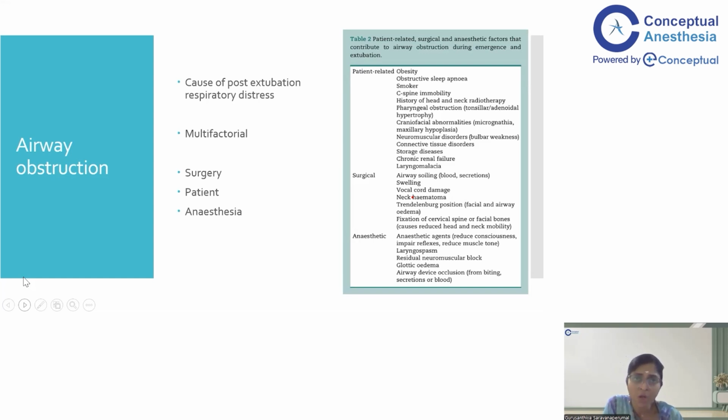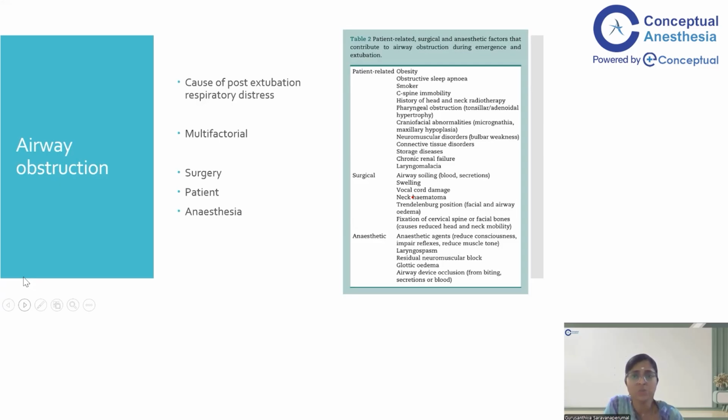When there is a vocal cord damage, may it be in a parathyroid or carotid or in a thyroid surgery, when there is neck hematoma, and when there is a fixation of cervical spine, so when there is a reduced mobility of the head and neck. So these are all the surgical factors which will lead to any meddling in and around the airway region and can lead to postoperative respiratory distress.